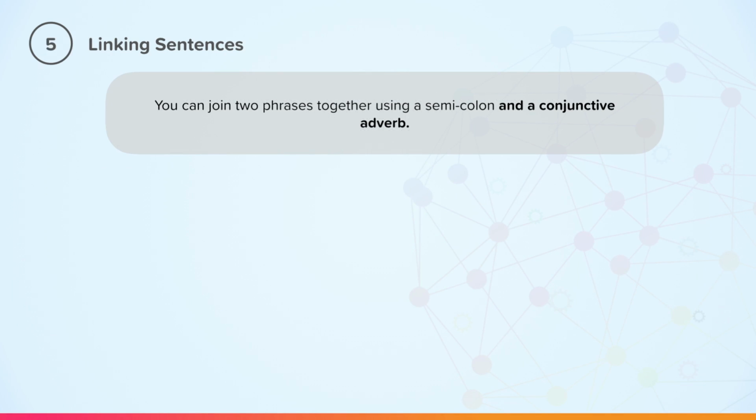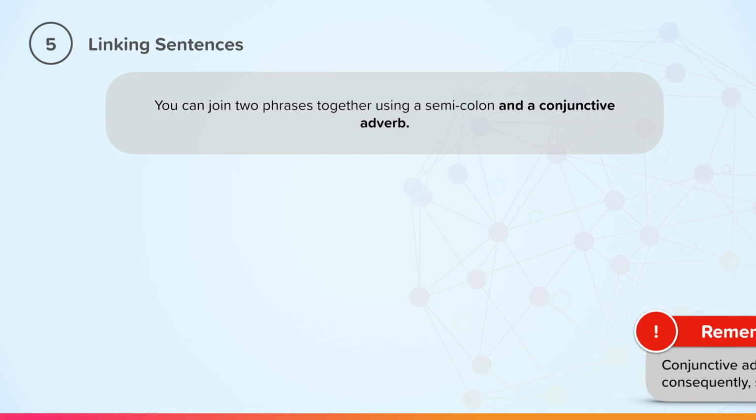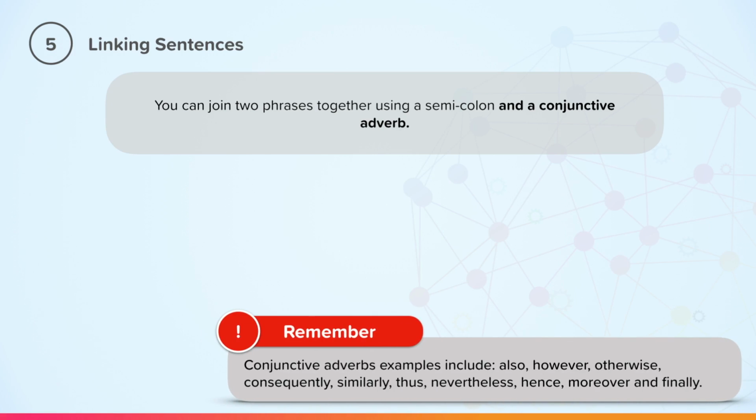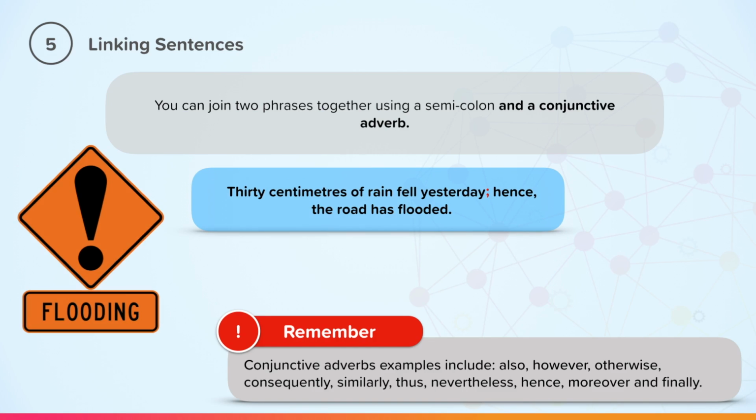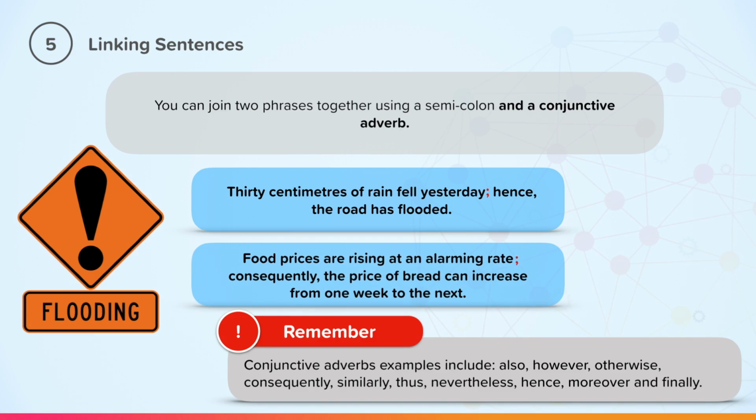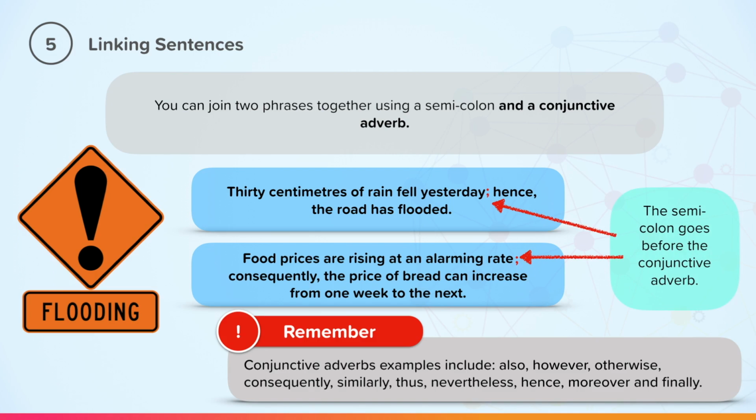You can join two phrases together using a semicolon and a conjunctive adverb. Conjunctive adverbs examples include also, however, otherwise, consequently, similarly, thus, nevertheless, hence, moreover, and finally. So 30 centimetres of rain fell yesterday; hence the road has flooded. Or food prices are rising at an alarming rate; consequently, the price of bread can increase from one week to the next. The semicolon always goes before the conjunctive adverb, and usually there is a comma after the conjunctive adverb.